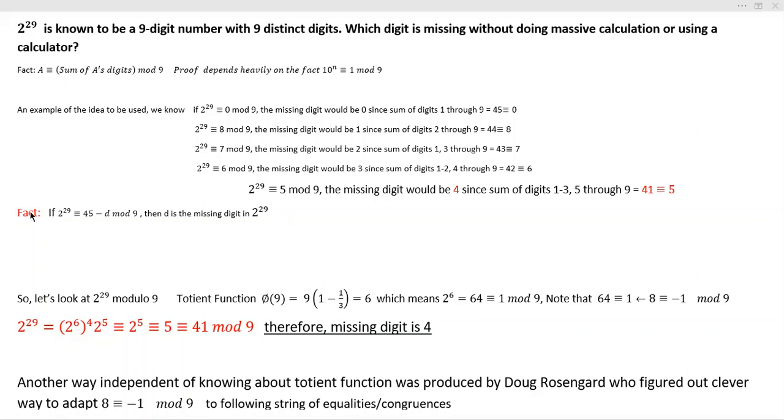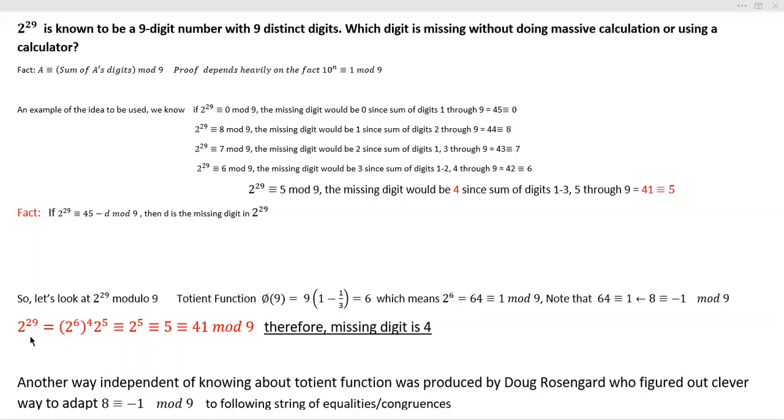And I even went to the trouble to produce a fact about that. I realized that was good for my understanding, but it wasn't really necessary. All you really have to do is get down to the business of satisfying the congruence of 2 to the 29th and get it down to a 2-digit number in the range of the sum of the digits.